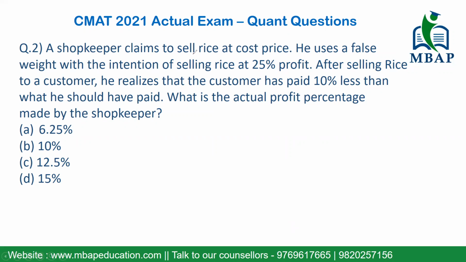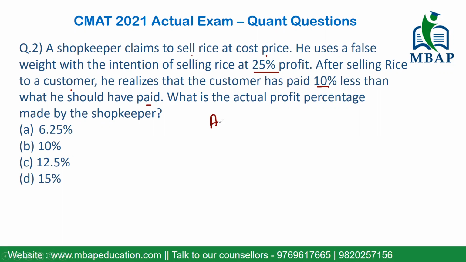A shopkeeper claims to sell rice at cost price. He uses a false weight with the intention of increasing the selling price by 25%. After selling rice to the customer, he realizes that the customer has paid 10% less than what he should have actually paid. Clear? What is the percentage increase in the profit?